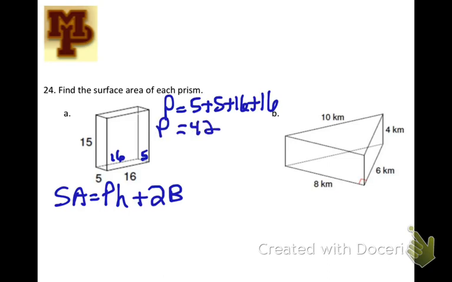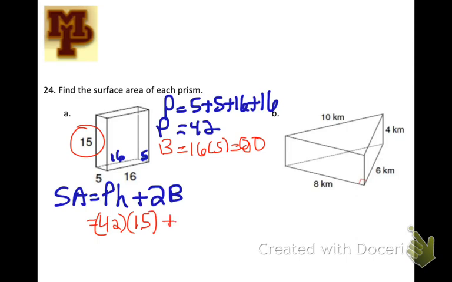And then let's go ahead and figure out the area of the base. So the area of the base would be 16 times 5, which would be 80. And so let's go ahead and figure out the surface area now. So the perimeter of the base is 42 times the height. So you can see the height here is 15 plus, excuse me, 2 times the area of the base, which is 80. And then we just do the math here. So this total turns out to be 790, and that is square units because it's area.